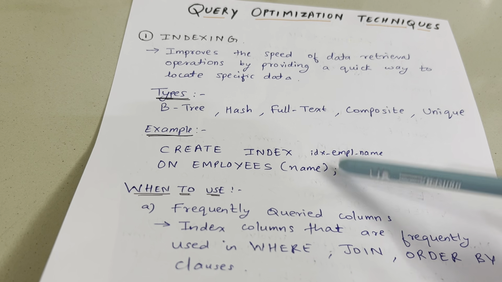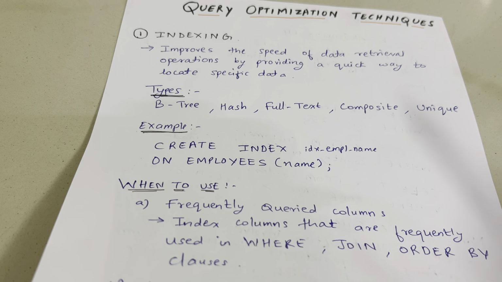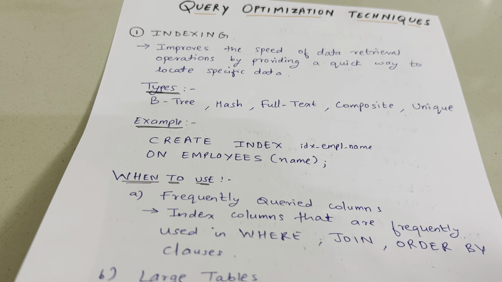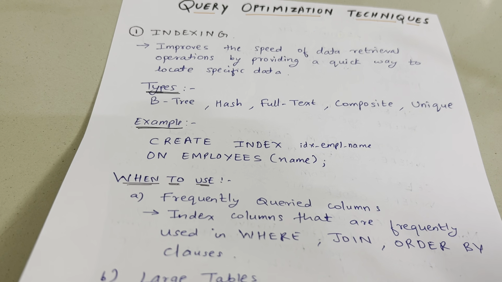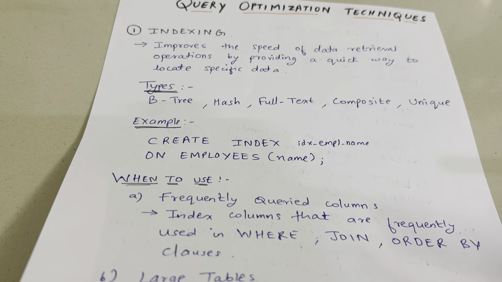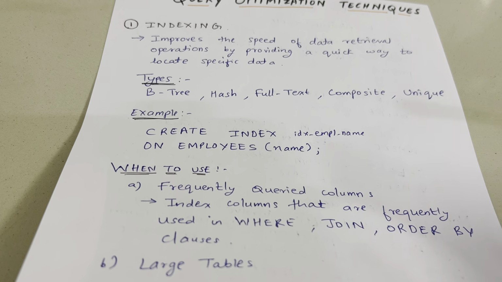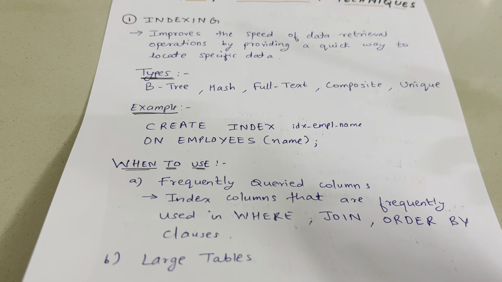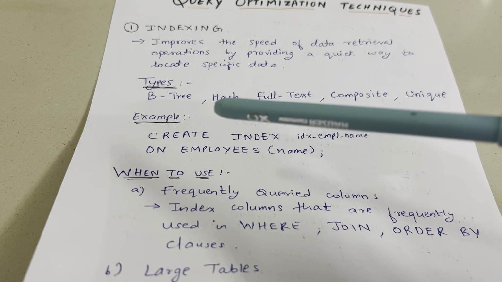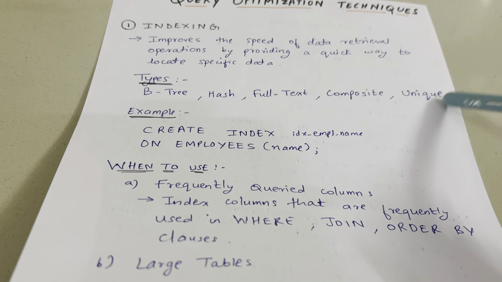Whenever we write a query where the column name is in the WHERE clause, JOIN, or ORDER BY, since we have created an index on that column, our data retrieval will be faster. So in this way we will optimize the query. The speed of the query will improve because we have created an index on that particular column. There are some types of indexes as well: B-tree index, hash index, full text index, composite index, unique index.